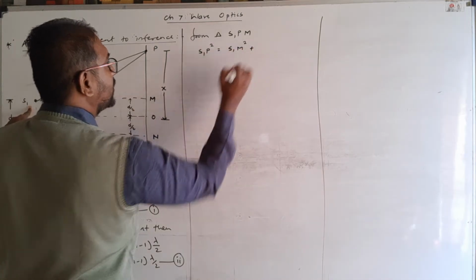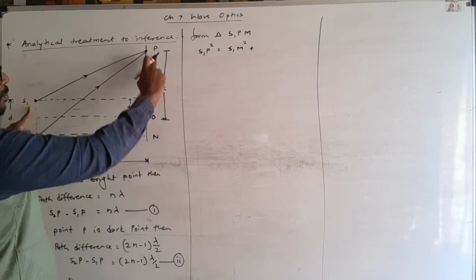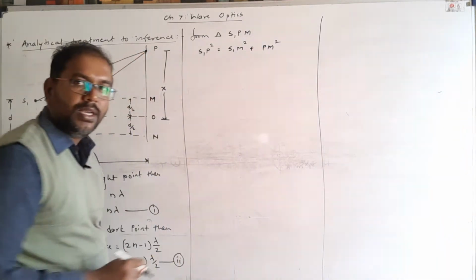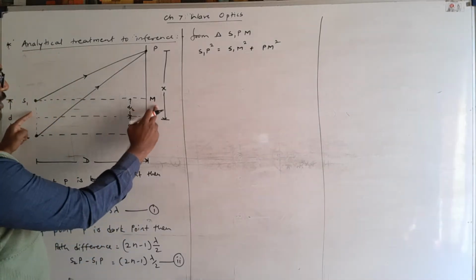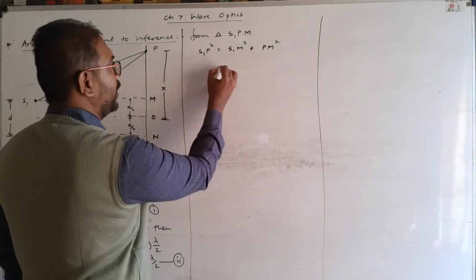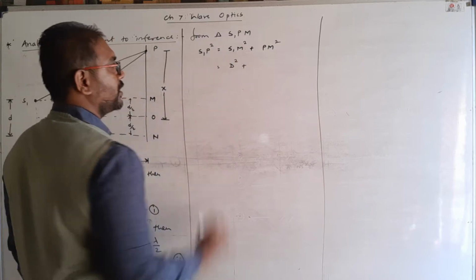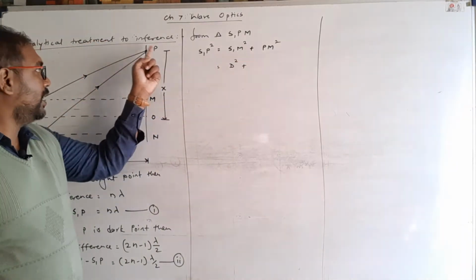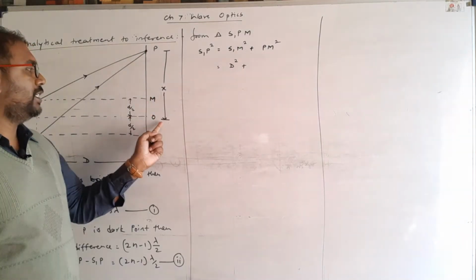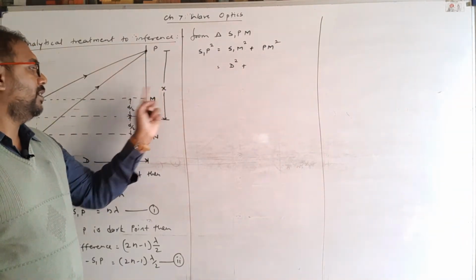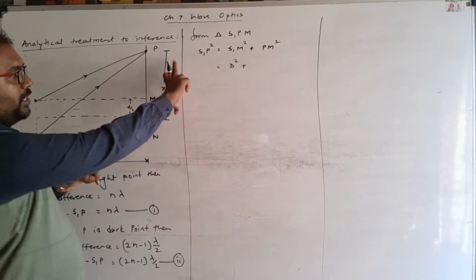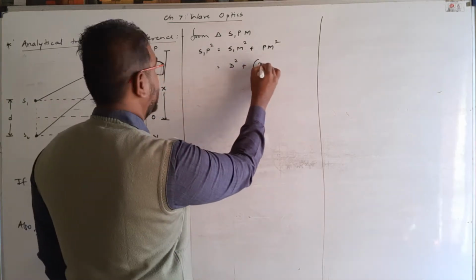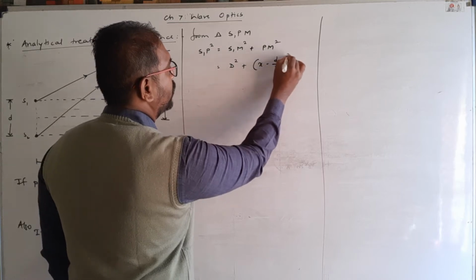S1M square plus this PM square. Now S1M distance is called capital D. So I can write here D square plus PM square. PM I can write in terms of X. See here, up to this it is X. If I subtract D by 2 from X, then X minus D by 2 is PM. So I can write here X minus D by 2 square.